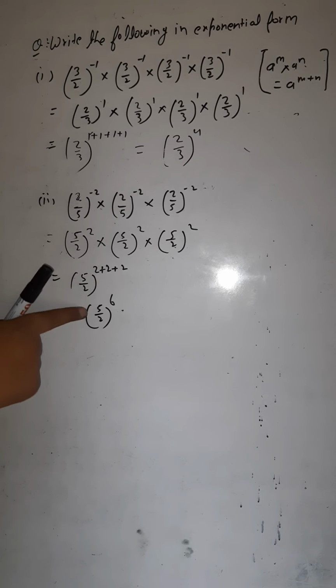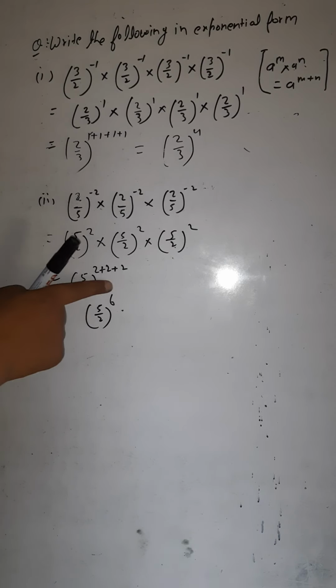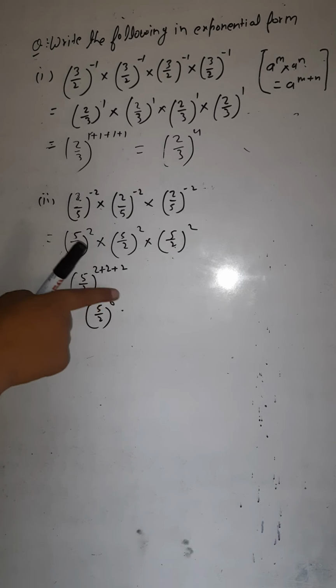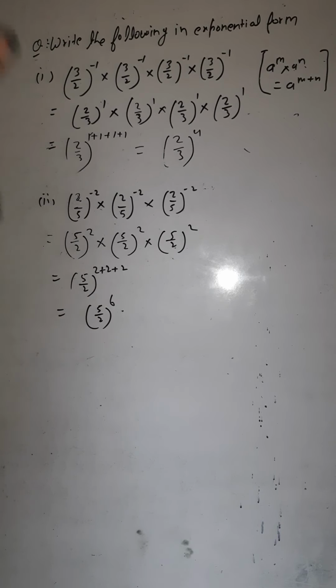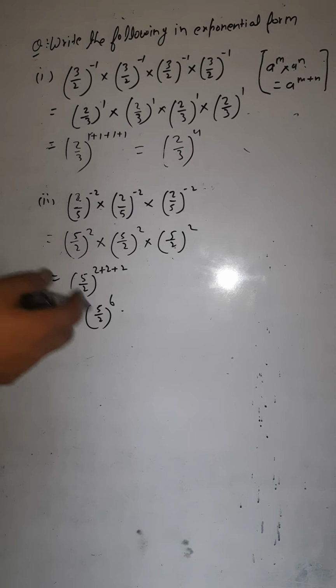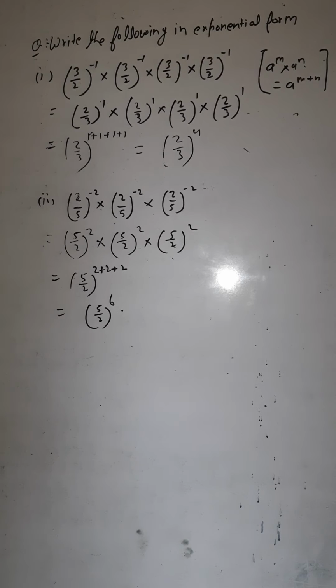So this is the base. What is the base here? 5 by 2 is the base, and this is the exponent or index or power or order, whatever you want to call it. So this is how you would write the given question in exponential form. Just note it down.